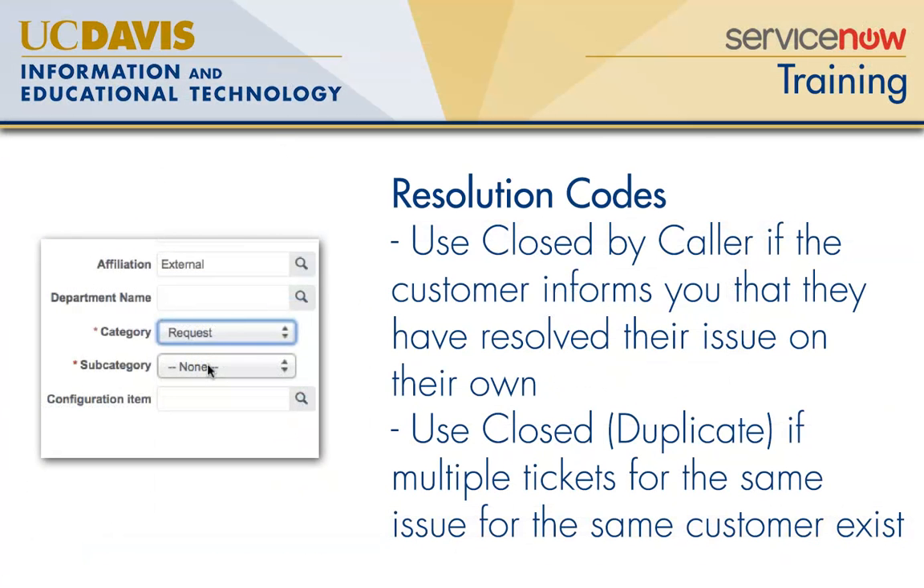Resolved by caller is in an instance where the customer has responded to a ticket because they were able to figure out the solution to their issue. Duplicate should be used when a ticket has been identified as a duplicate of the previously created ticket. This allows for easier organization of open tickets for the technician and the customer. It is best practice to add the incident number of the open ticket into work notes when using the duplicate resolution code. A quick reference guide is available to help you choose the appropriate resolution codes.